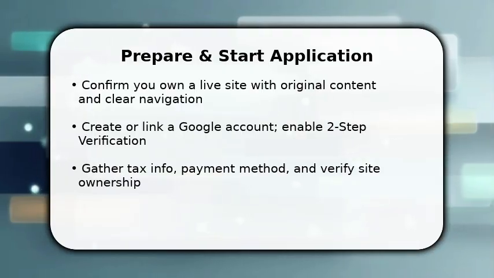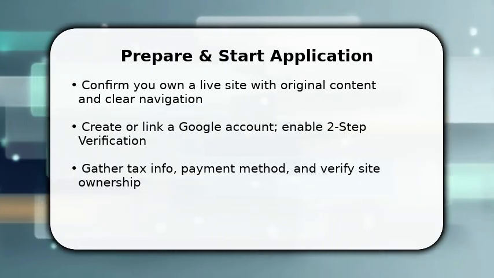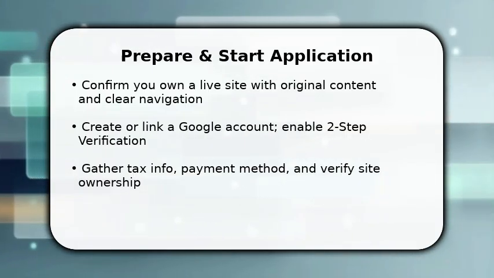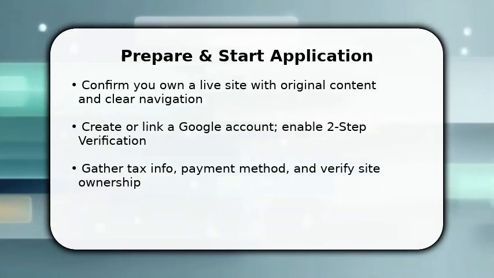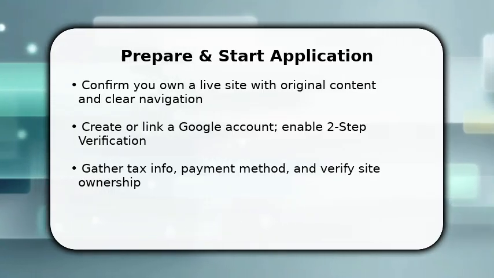You begin by making your site ready and proving ownership. Sign into your Google account and enable two-step verification. This secures payments and account recovery. Once done, open the AdSense signup and enter your site URL and contact details.